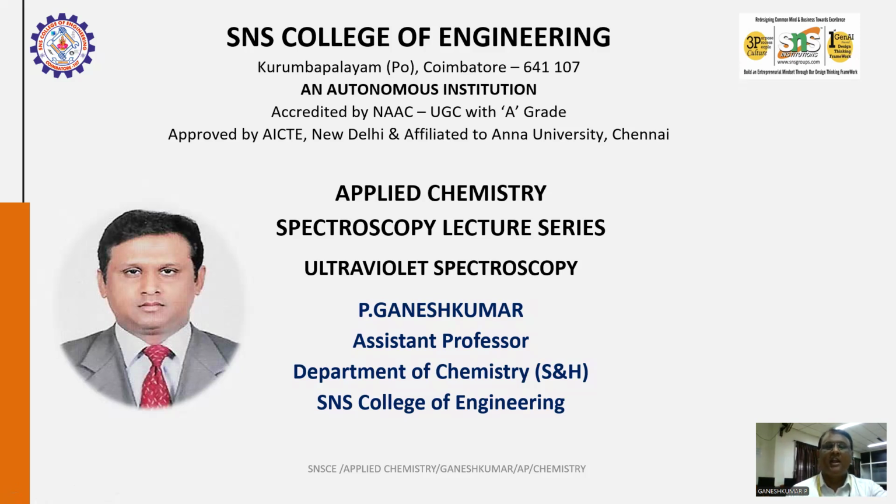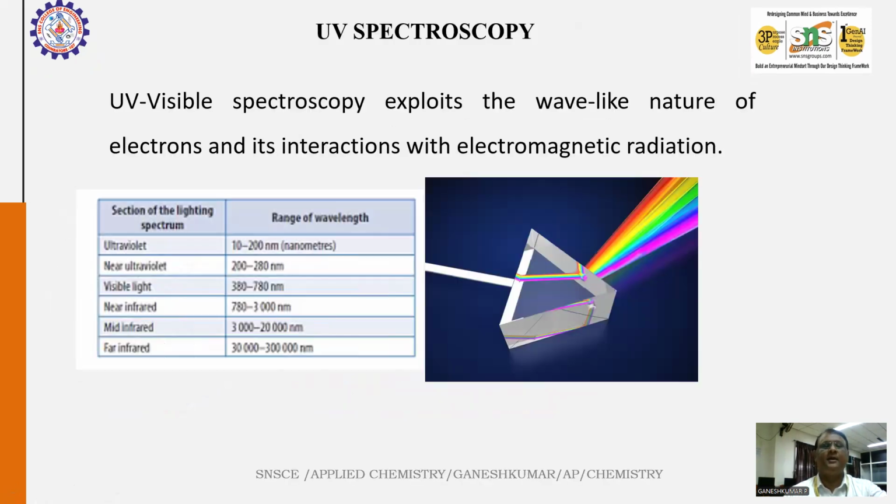Actually, in the previous session, we discussed electromagnetic radiation, which is the source for ultraviolet spectroscopy, in which the ultraviolet radiation ranges from 100 to 400 nanometers. So what is UV spectroscopy? UV spectroscopy exploits the wave nature of electrons and their interaction with electromagnetic radiation. That is, ultraviolet radiation interacts with matter, that is, a chemical substance or a compound, whatever it may be, and it can show some characteristic absorption. So we call it absorption spectroscopy.